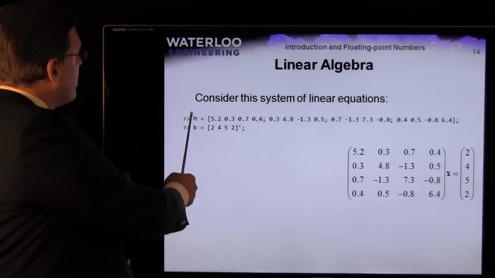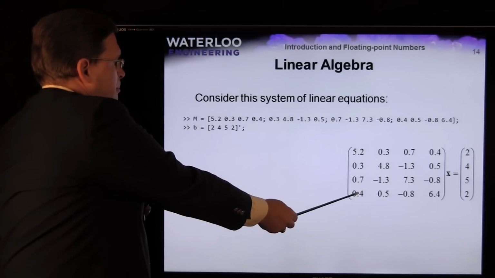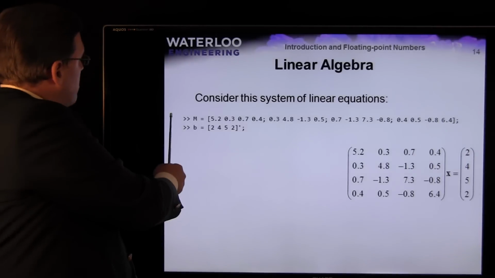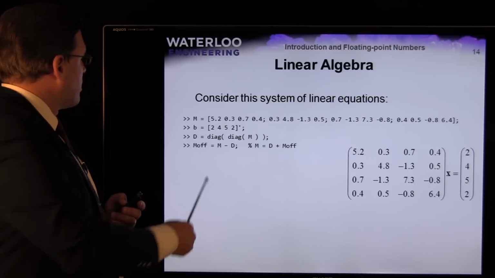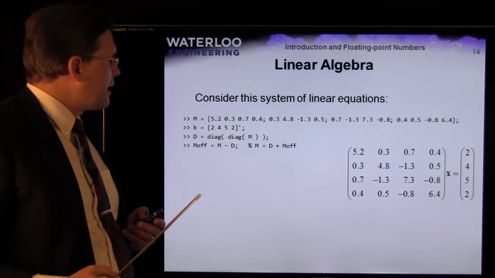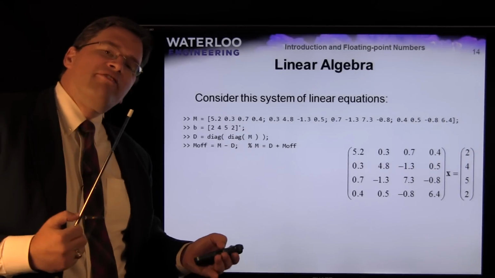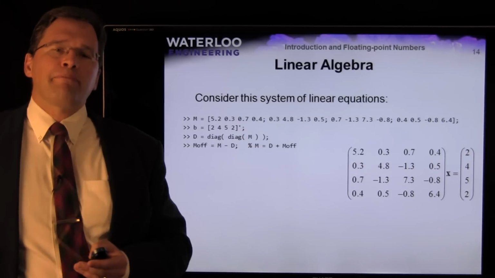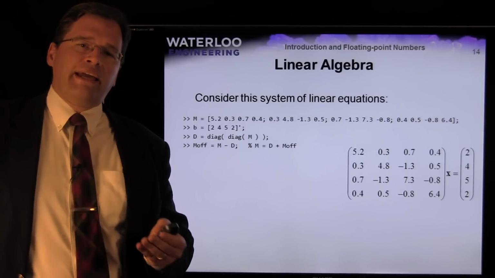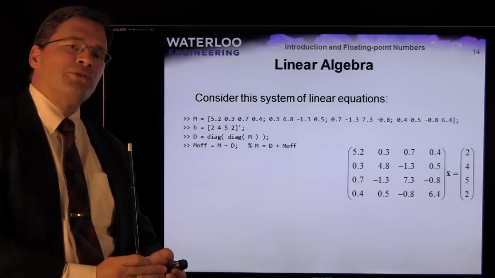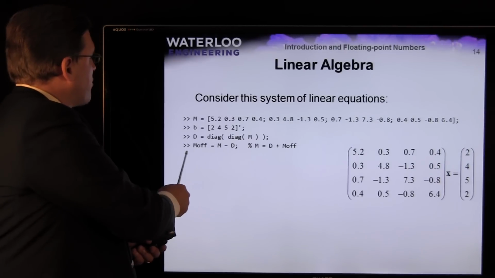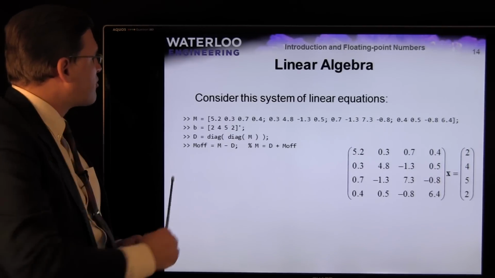It's reasonably straightforward. This defines, here's our matrix, here's our vector of knowns. We can enter them into MATLAB. I can extract the diagonal matrix quite quickly, just by calling diag twice. The first time I get back a vector of diagonal entries. If I pass diag a vector of entries, it creates a diagonal matrix with those entries on the diagonal. I can subtract the diagonal entries off of the matrix M to get the matrix of off-diagonal entries.